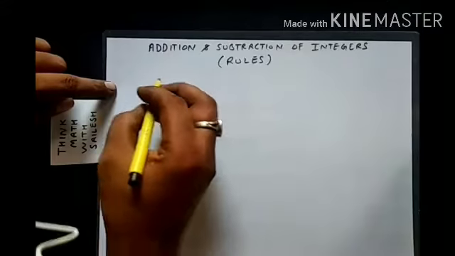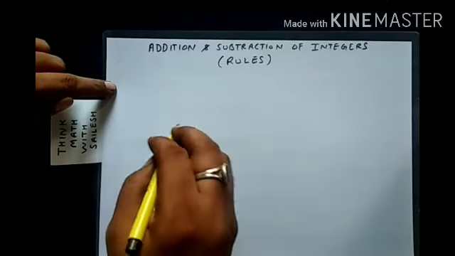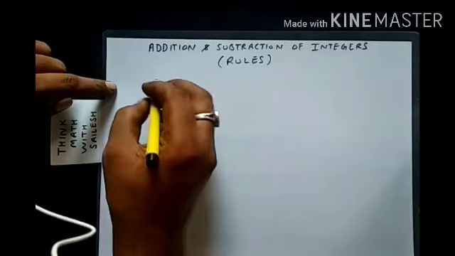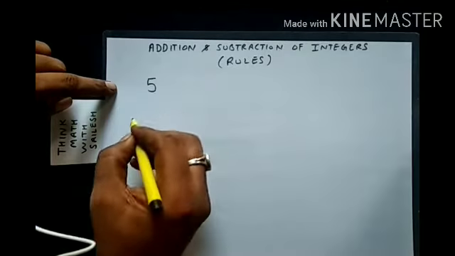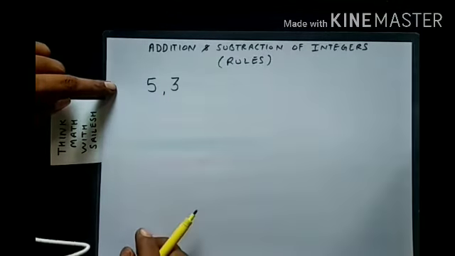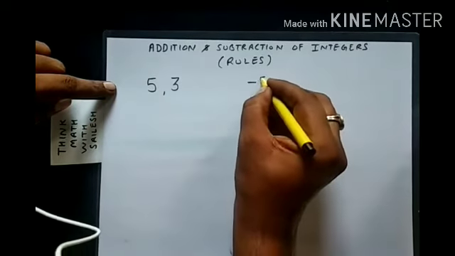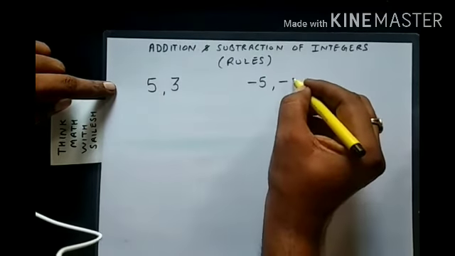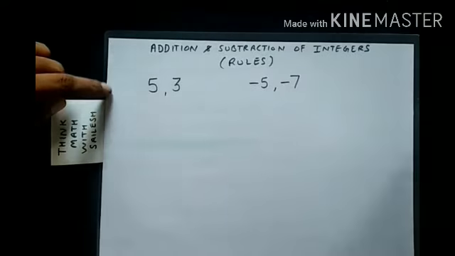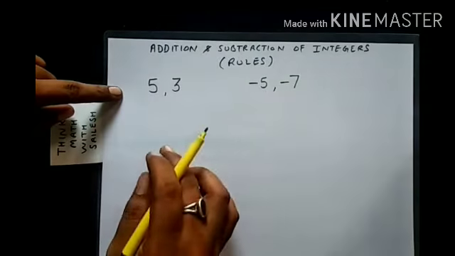Let us take two integers which are like signs. Like signs mean both are positive or both are negative. Say this is 5, a positive integer, and this is 3, a positive integer. Both are like signs, and I take -5 and -7. These are also like signs. Here I will have to add these integers.